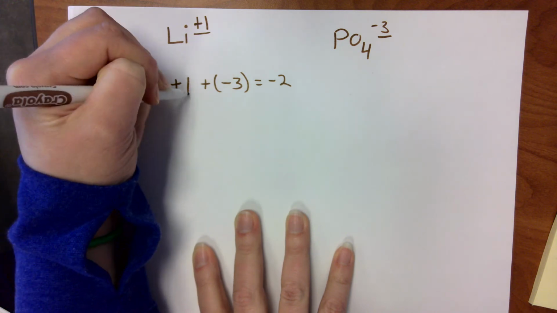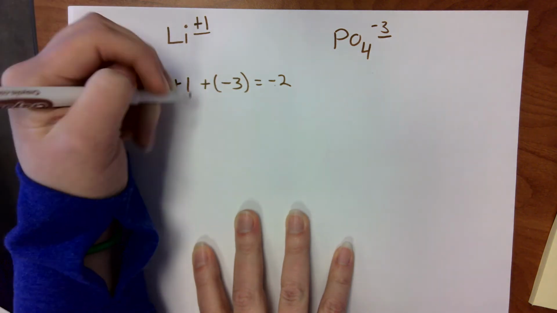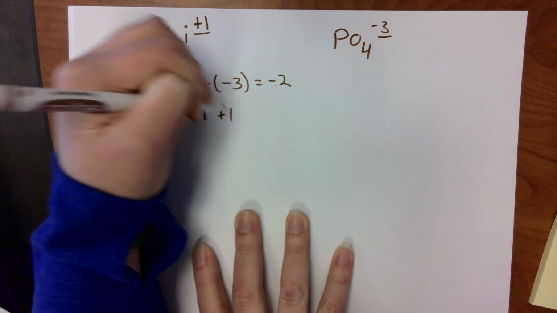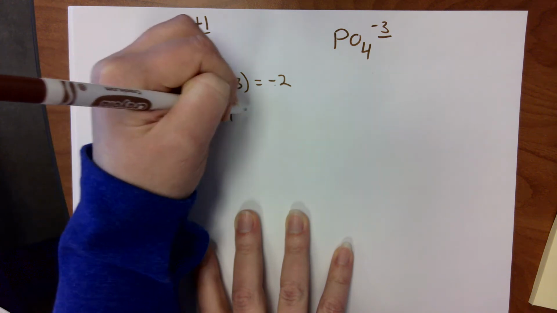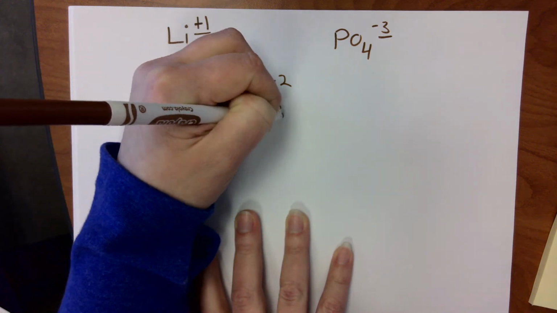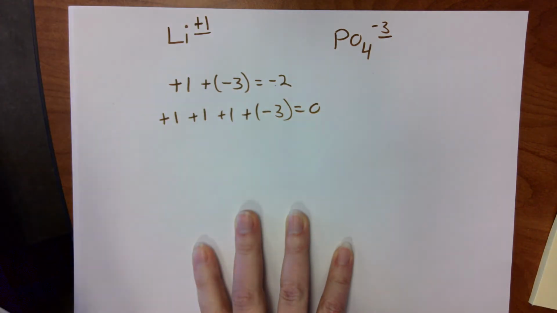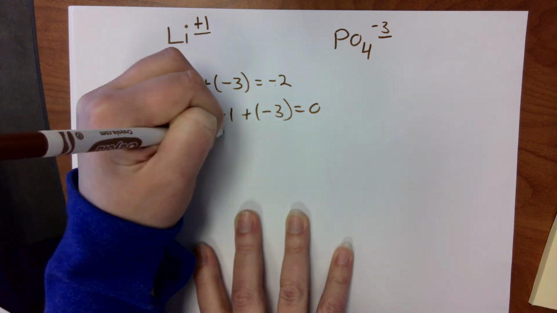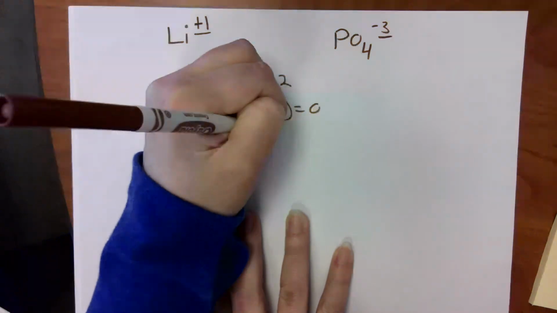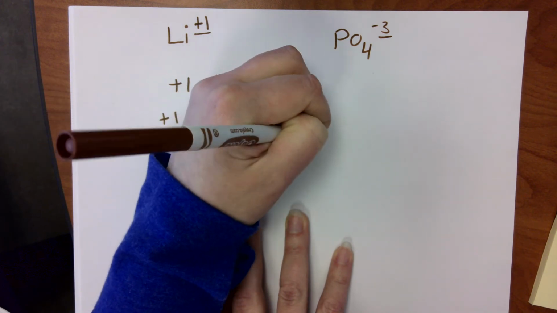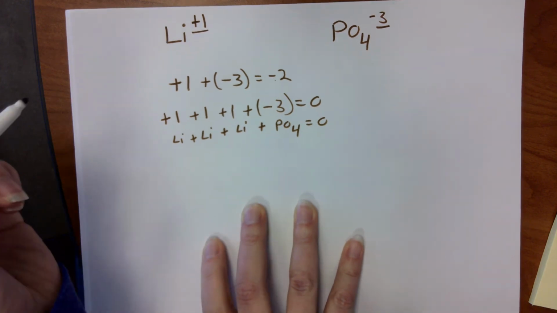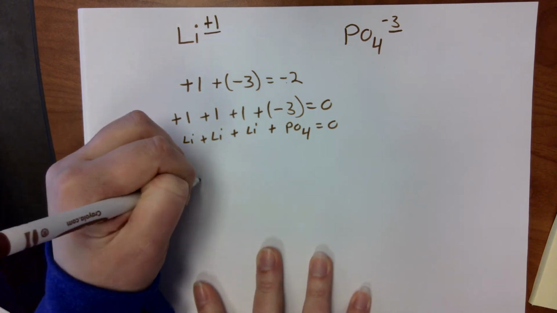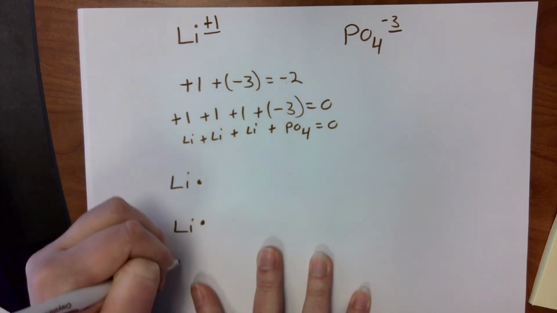So we need to add more pluses to get rid of our negative. We need to essentially have +1 plus 1 plus 1 plus -3 to get to 0. This means that we need 3 lithium to go with our phosphate charge to get 0. Right? So essentially it is 3 lithiums with 1 valence electron apiece.